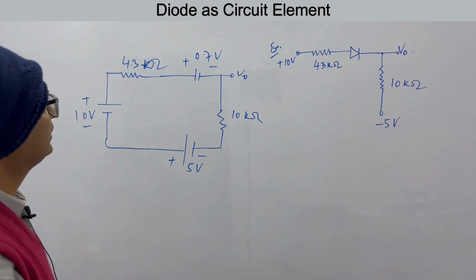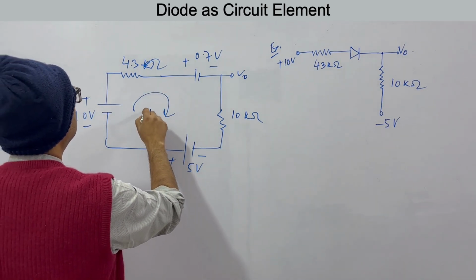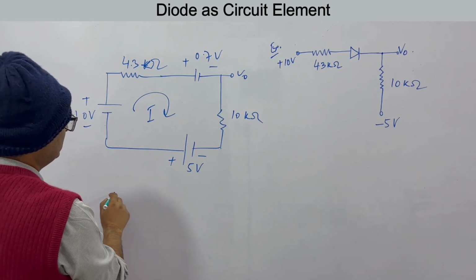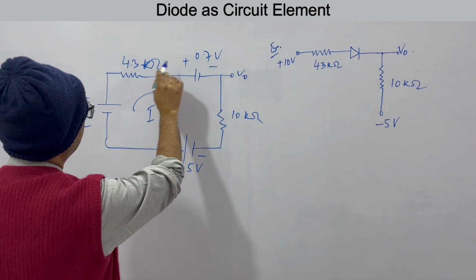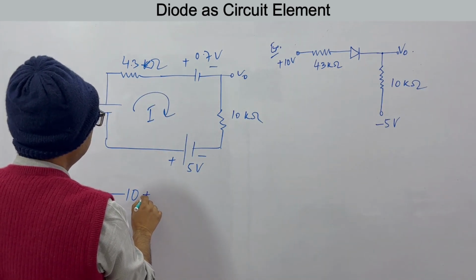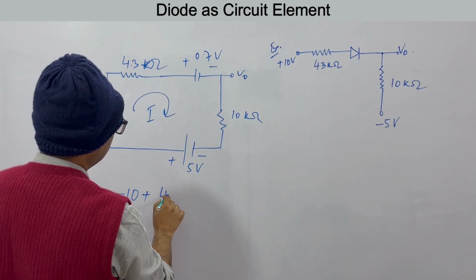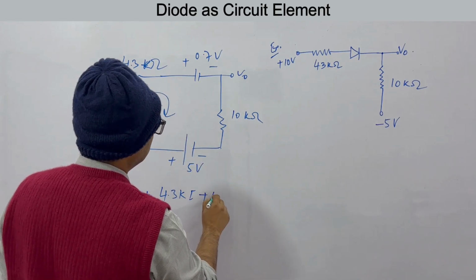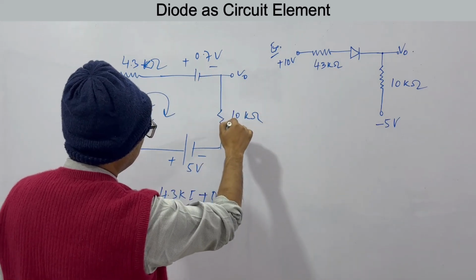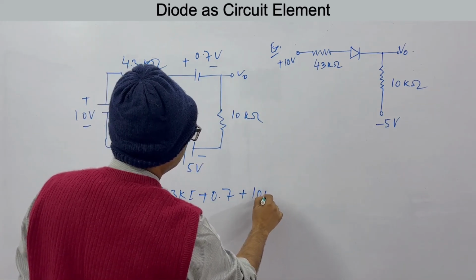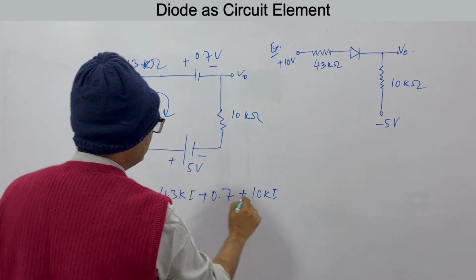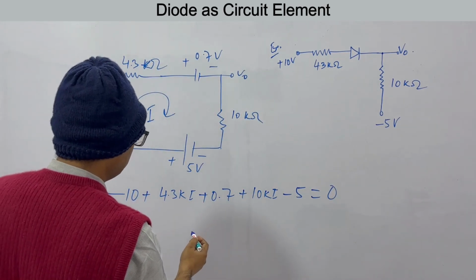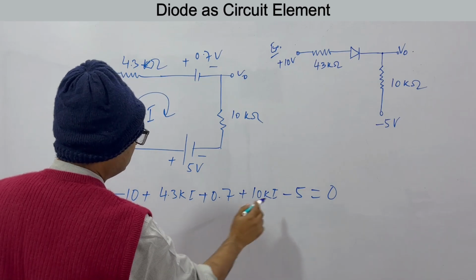This is the meaning of this. Let's say your current is I. So what you will do? Minus 10 plus I into 4.3 kilo ohms, then plus 0.7 volts here, and then here you have 10 kilo ohms into I, and then here you have minus 5 equal to 0. So what you get? See, minus 10 minus 5.